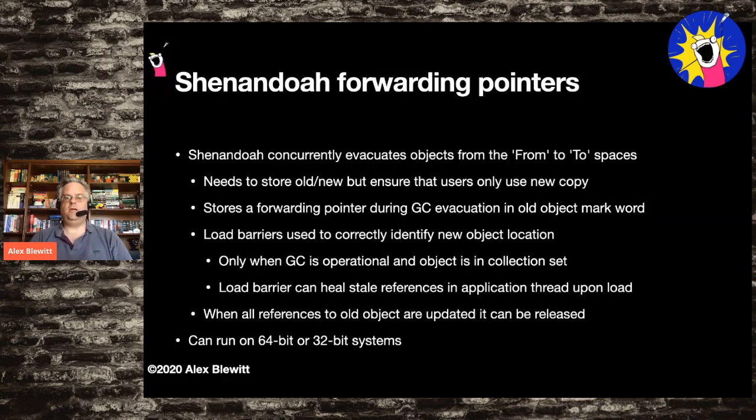Shenandoah employs what are called load barriers, and those load barriers are when you want to pull up a reference, it will check to see whether the object that you're looking at is actually one that has been relocated on the fly, but it has fast paths so that if there is no forwarding going on, it's just a simple mask for the object itself.